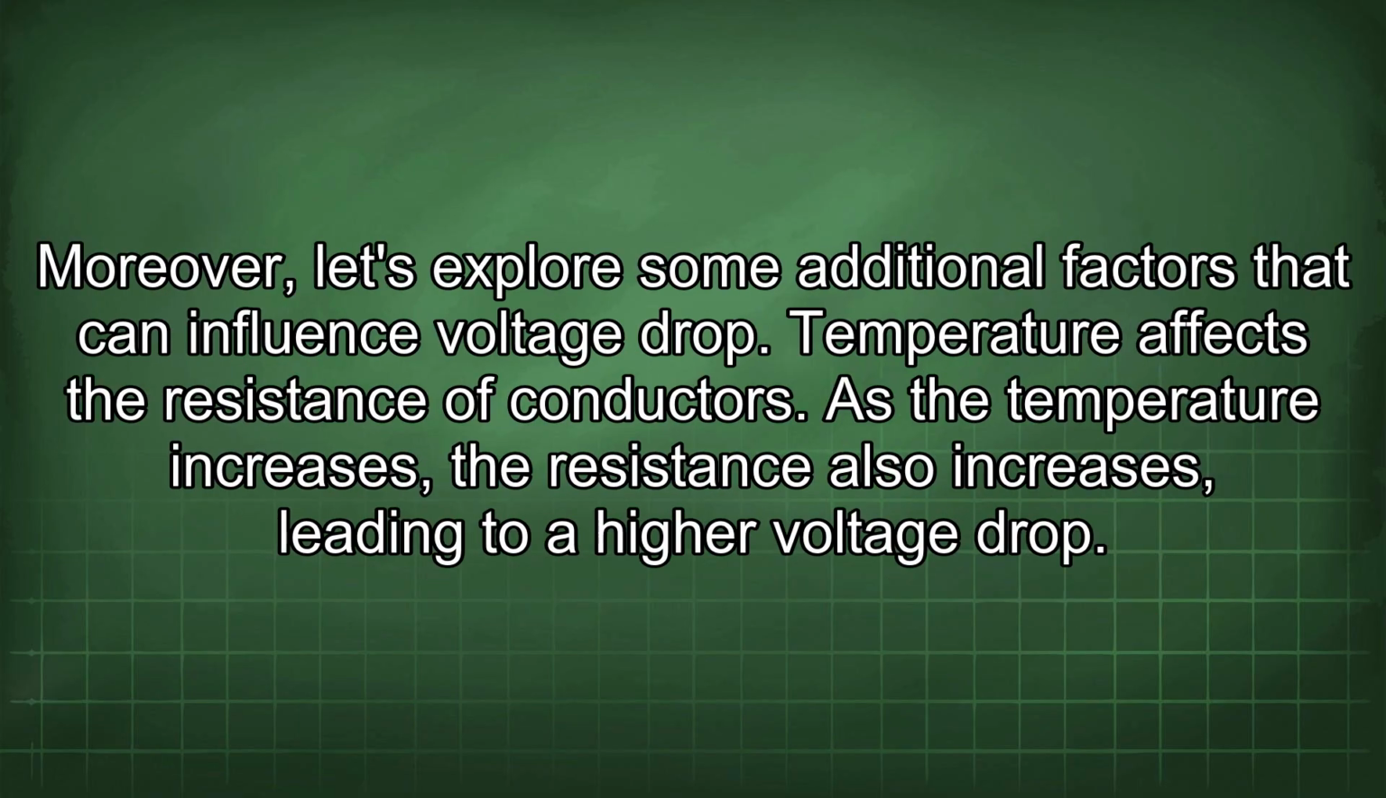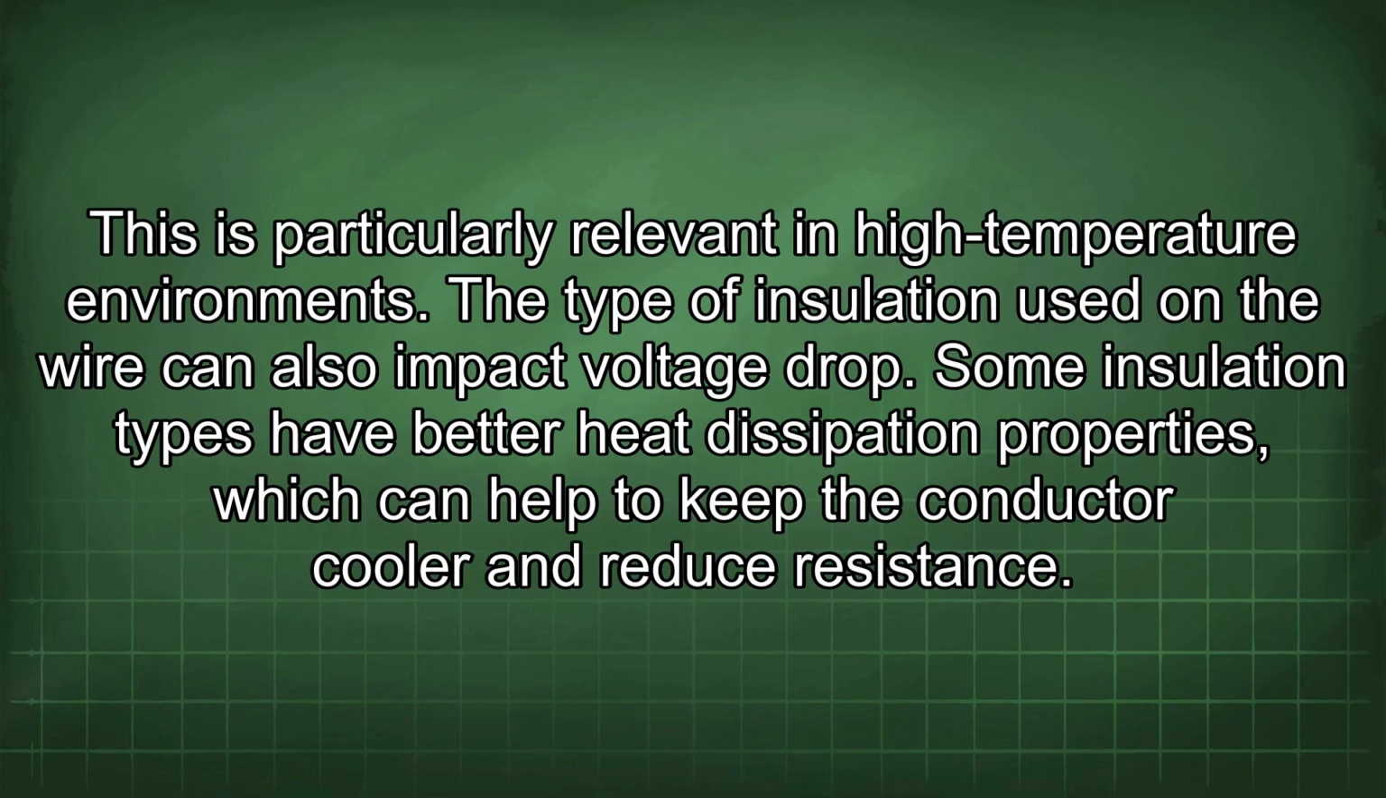Moreover, let's explore some additional factors that can influence voltage drop. Temperature affects the resistance of conductors. As the temperature increases, the resistance also increases, leading to a higher voltage drop. This is particularly relevant in high-temperature environments. The type of insulation used on the wire can also impact voltage drop. Some insulation types have better heat dissipation properties, which can help to keep the conductor cooler and reduce resistance.